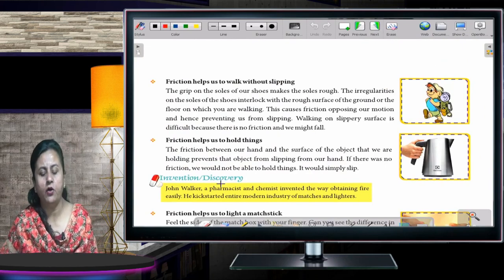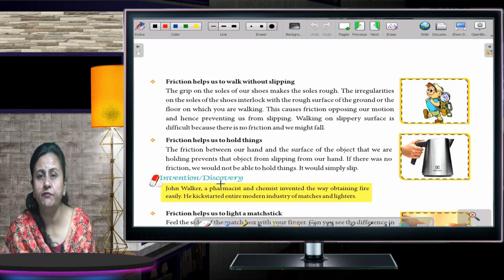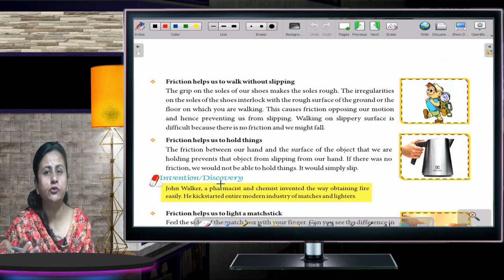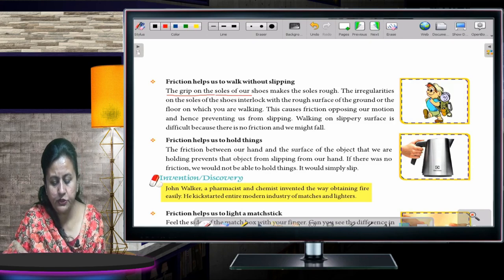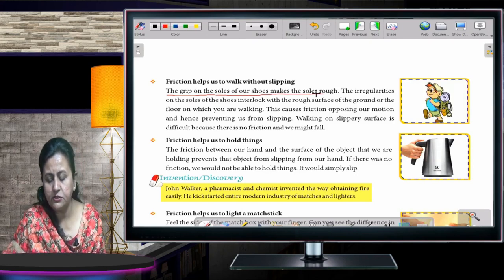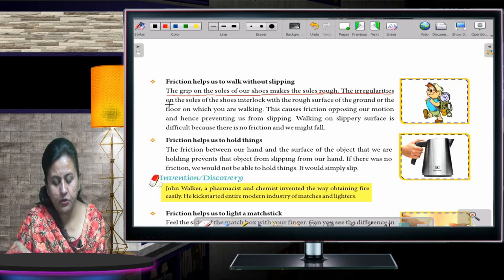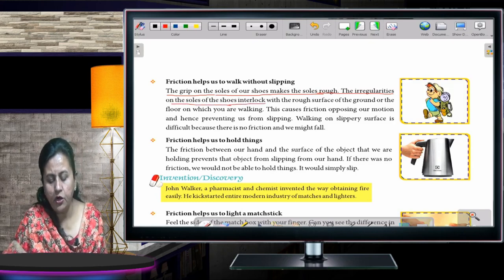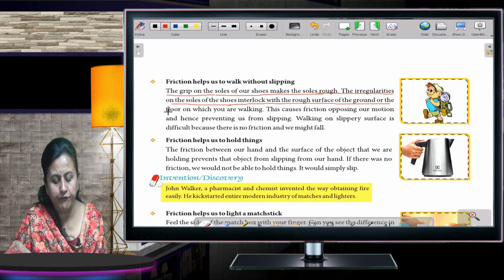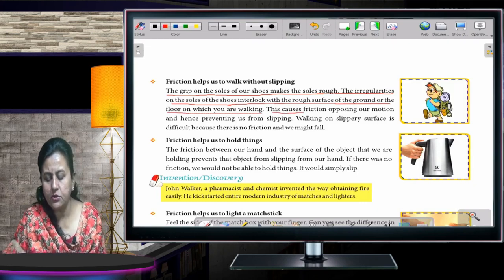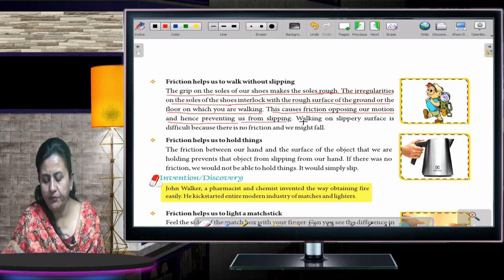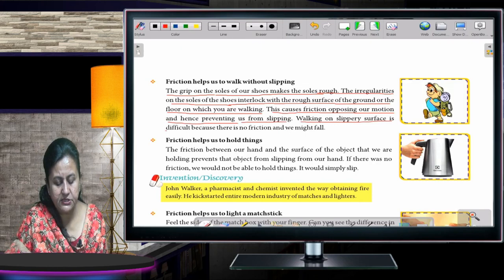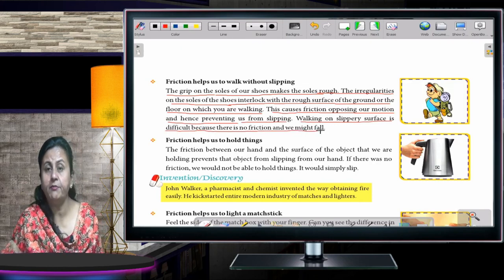Friction helps us to walk without slipping. In case there is no friction, we won't be able to walk. And if we try to walk, what will happen? We would slip on the floor. So, the grip on the soles of a shoe makes the soles rough. The irregularities on the soles of the shoe interlock with the rough surface of the ground or the floor on which you are walking. This causes friction opposing a motion and hence preventing us from slipping. Walking on a slippery surface is difficult because there is no friction and we might fall.